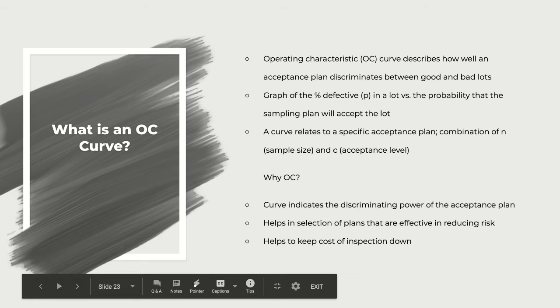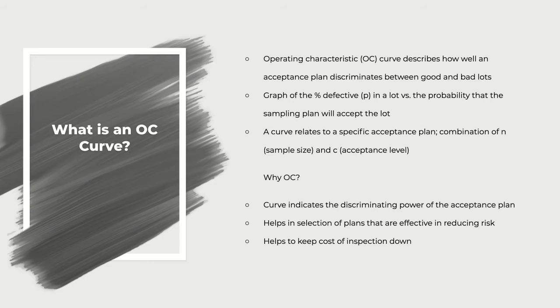So to start, what is an OC curve? An OC curve is basically an operating characteristic curve that describes how well an acceptance plan discriminates between good and bad lots. Essentially, it's a graph of the percent defective P in a lot versus the probability that the sampling plan will accept the lot.